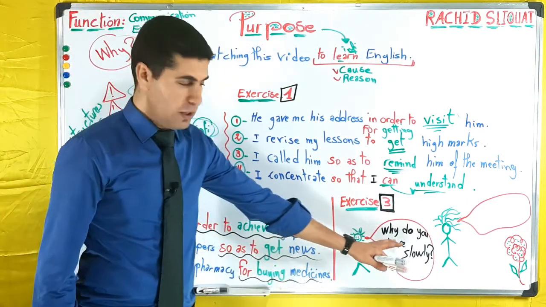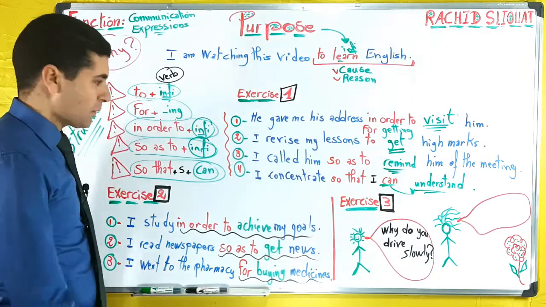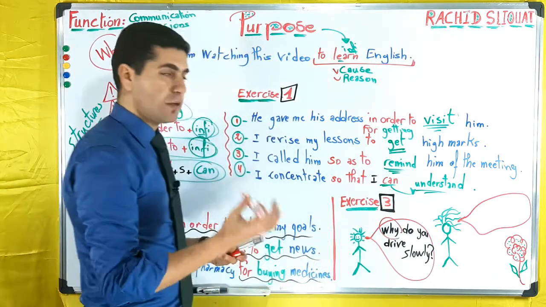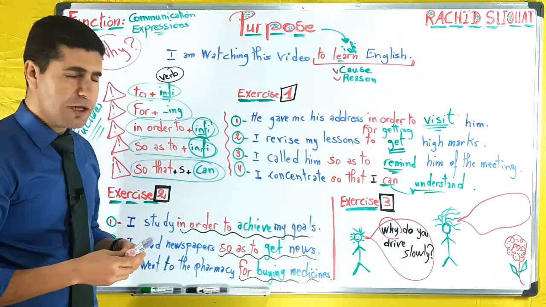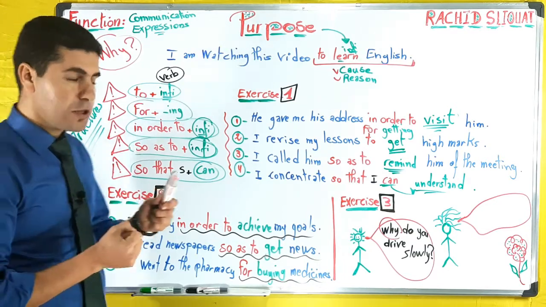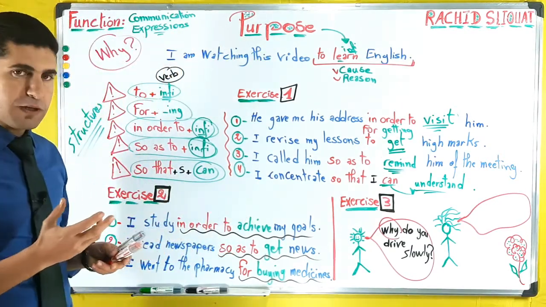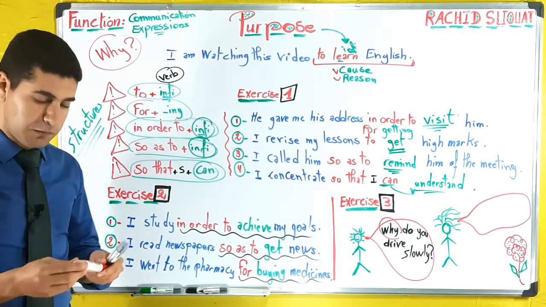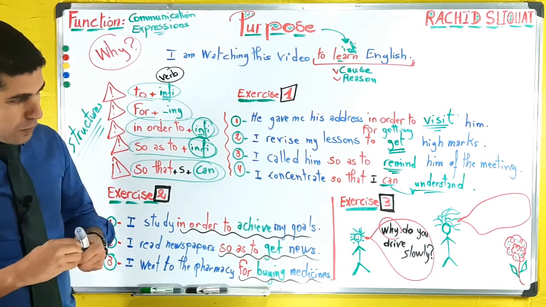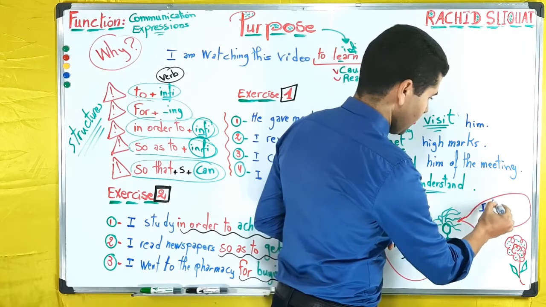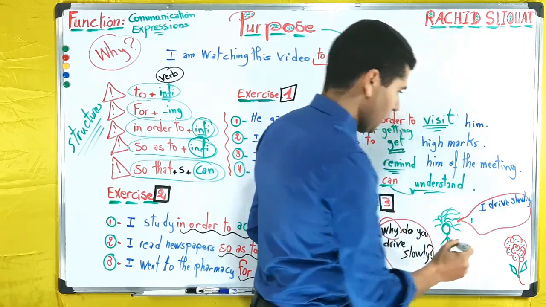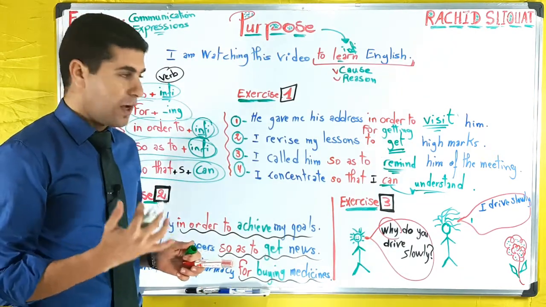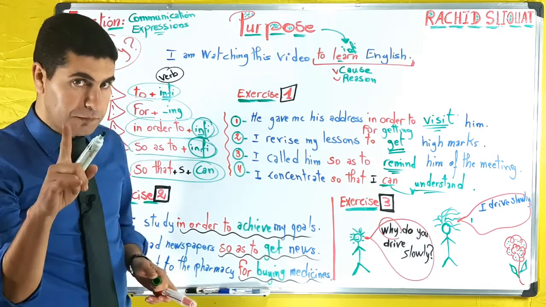Now let's go to number 3. Here we have a question and you are going to complete the dialogue, answering by expressing the purpose, because the question here is with why, for reason or cause or purpose. Why do you drive slowly? Driving slowly is very important so as not to make accidents, okay? So we can say, I drive slowly in order not to make accidents.